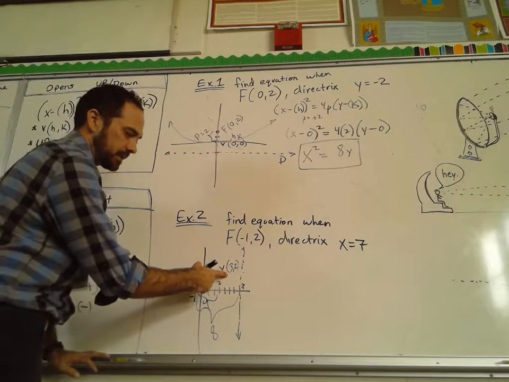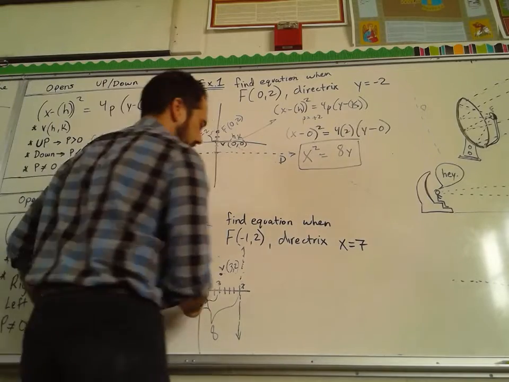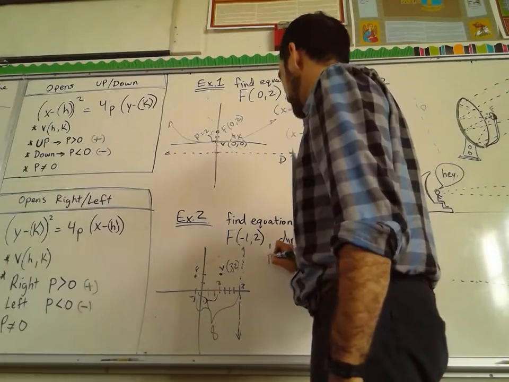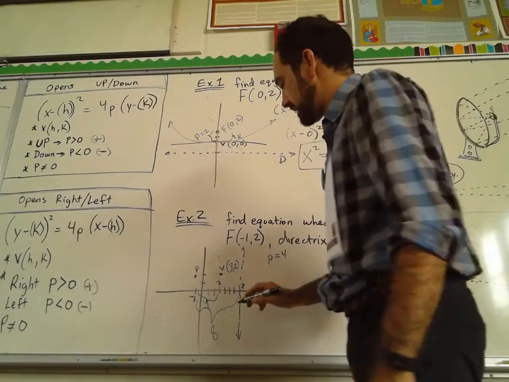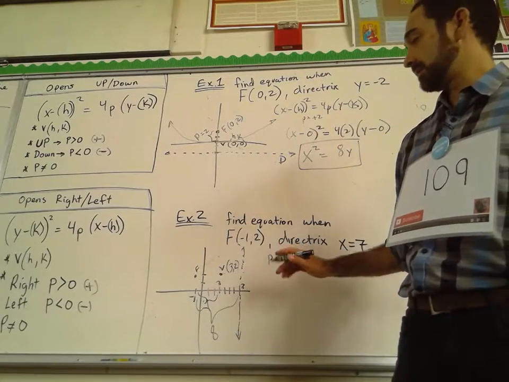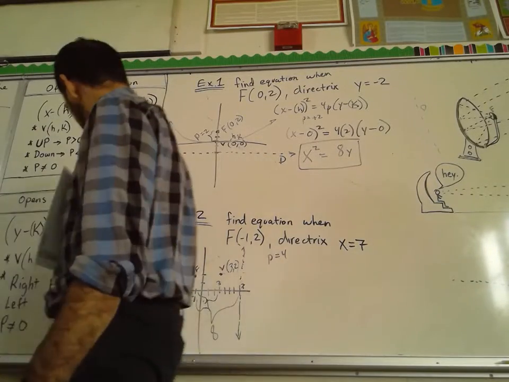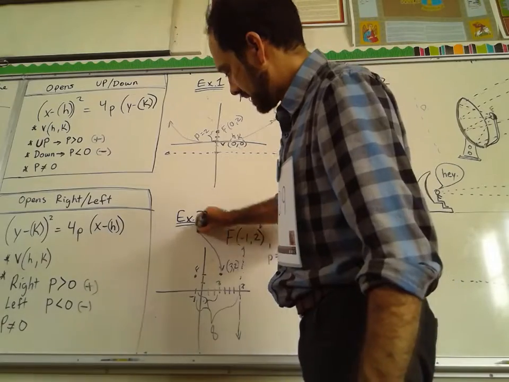We need to find our p-value. We already found it was 4. So P is 4. Is this going to open to the left or the right? Here's the directrix. Let's look at it. Directrix and focus. It's going to open to the left.